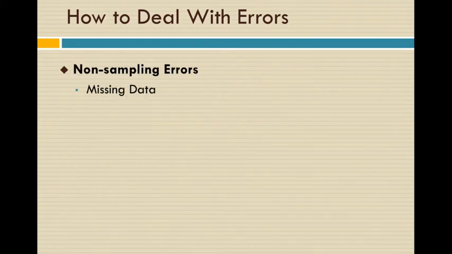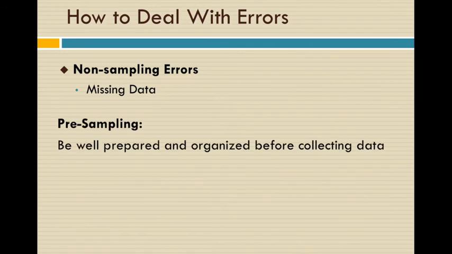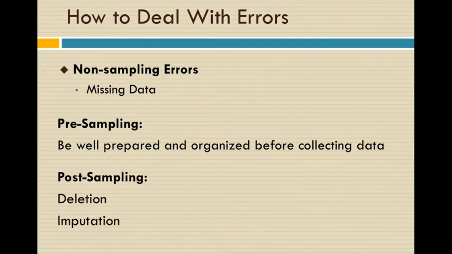And how about the missing data? How to deal with this particular non-sampling error? Okay. Well, pre-sampling, before sampling, you must always be well prepared and organized so that there's no missing data. But post-sampling means after the sampling, and you cannot repeat the sampling or the survey again, what do you do? You have two options, deletion or imputation.